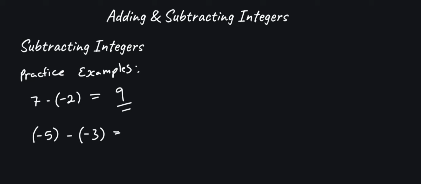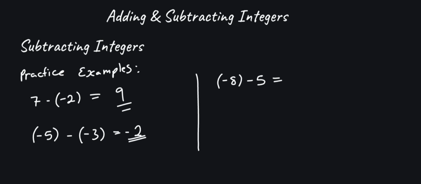Another question is negative 5 minus negative 3. The signs are the same, so we're going to subtract them. Remember, we're doing the opposite of addition. The signs are the same, so we'll subtract them. So this would be 2. And which number is greater between 5 and 3? Well, 5. What's the sign of 5? It's negative. So negative 2.